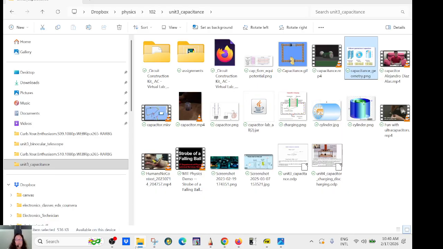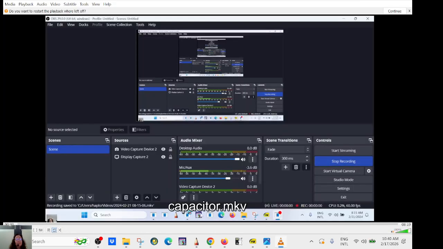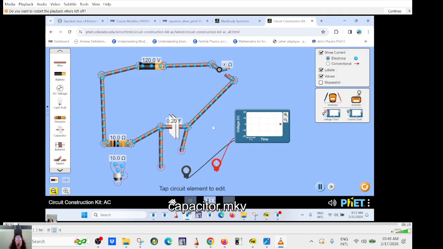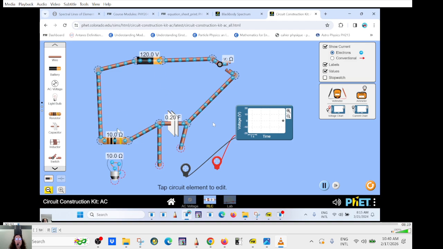For those who are interested, I have a video that you can find in Dropbox that shows how it's done. You have a capacitor, a power supply, and a resistance. With a voltage of 120 volts, at the end, when no current flows, the voltage across the capacitor will be 120 volts. But it will take time to charge it. So it looks like this.